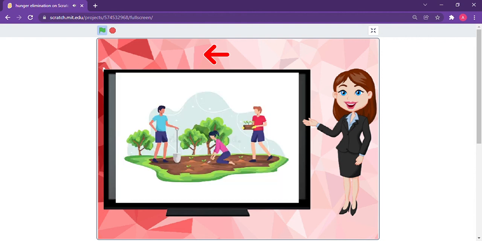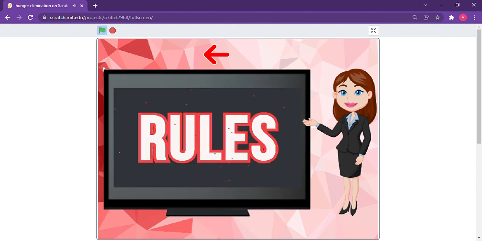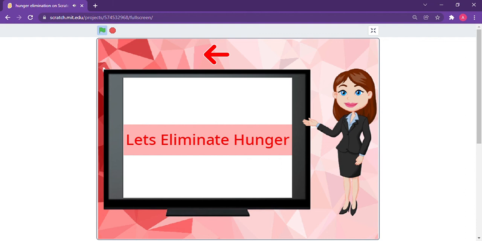6. Afforestation in the long run will improve the climate disbalance. And 7. Proper rules to prevent food hoarders and food wastage. Let's eliminate hunger from this world together.